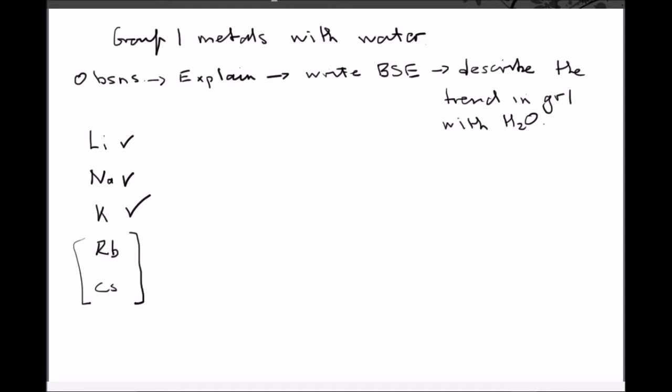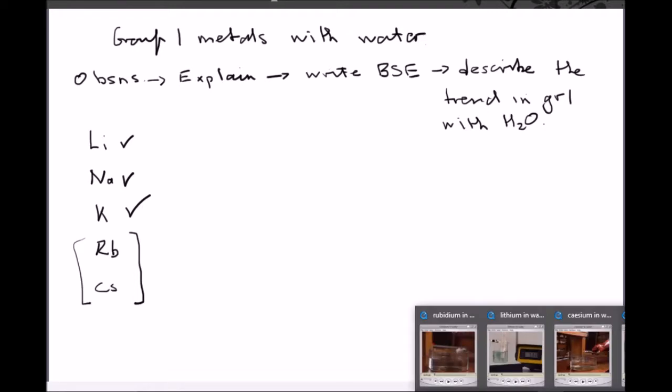So do they become more reactive? Do they become less reactive? And we also need to be able to state and explain, well, what is it that's actually produced in the water when these reactions occur. So we'll have a look at the reaction of lithium first and foremost with water, and then we'll work our way down through these metals and see how they change.